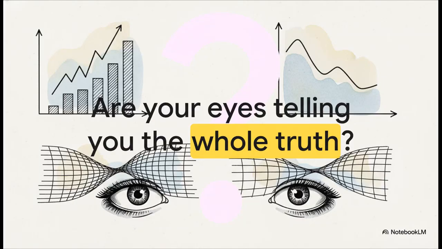And that's a real question. A cleverly designed graph can make a tiny, insignificant change look like a world-ending crisis. Or it can make a really dangerous trend look totally fine, nothing to worry about. It basically plays on our instinct to just trust what we see.